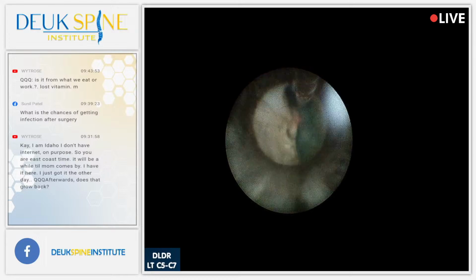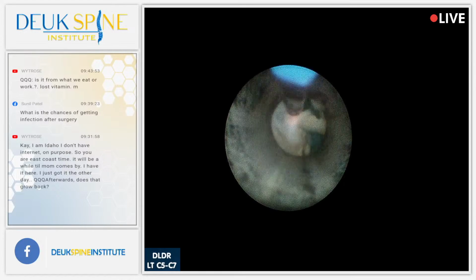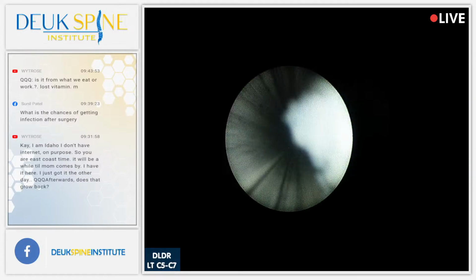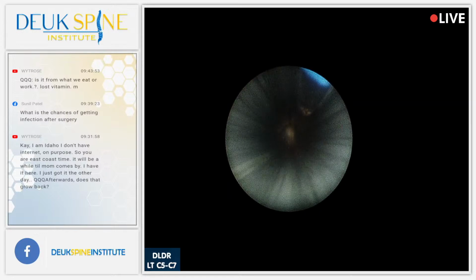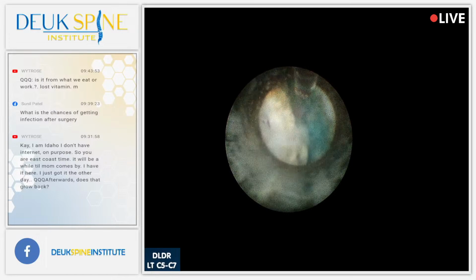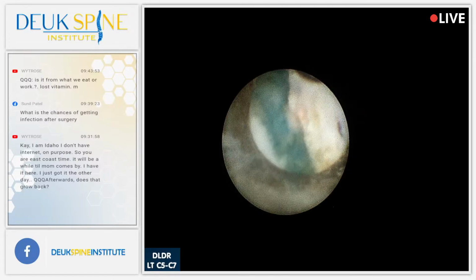Now, of course, there'll be a little bit of discomfort tonight after the surgery, but by the way, this is outpatient surgery for those of you who don't know. We are not at the hospital. We're not going to the hospital. All these surgeries that you're watching are done in our surgery center. It's an outpatient facility. We've been doing these surgeries for 16 years here at Deuk Spine, okay?